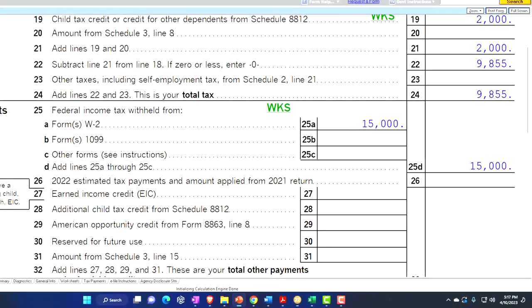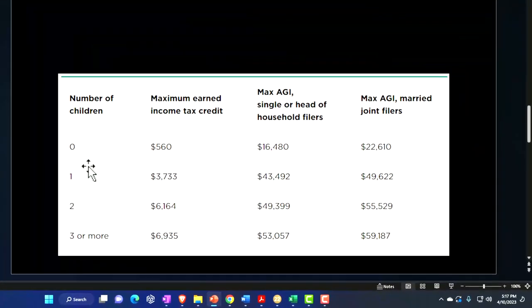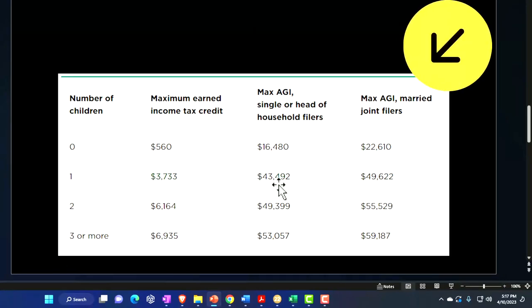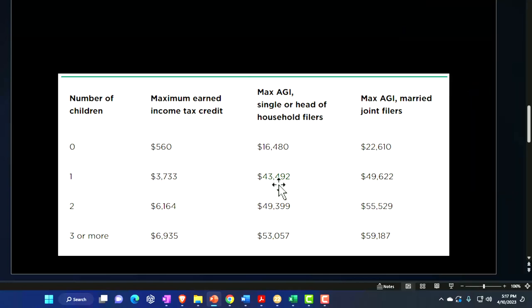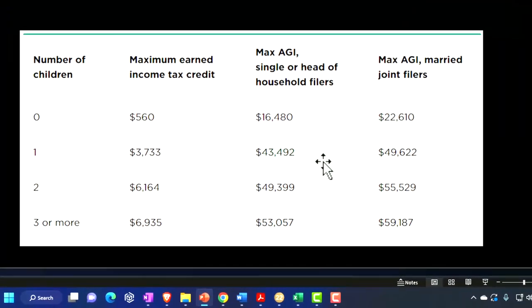Now, if we have the one child, then we want to think about this category. The max credit could be the 3,733, and then there's a difference in the way the curve would look for a single filer or non-married and a married filer. So this would be the maximum, and this is the AGI limit when it phases out to zero. But we also want to think about the curve as it goes up.